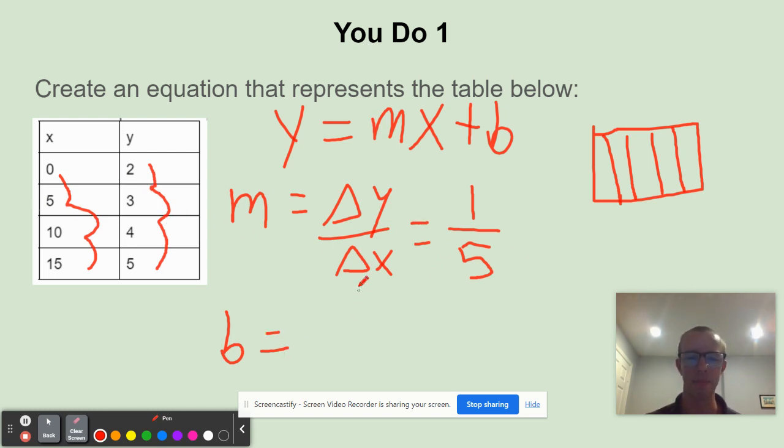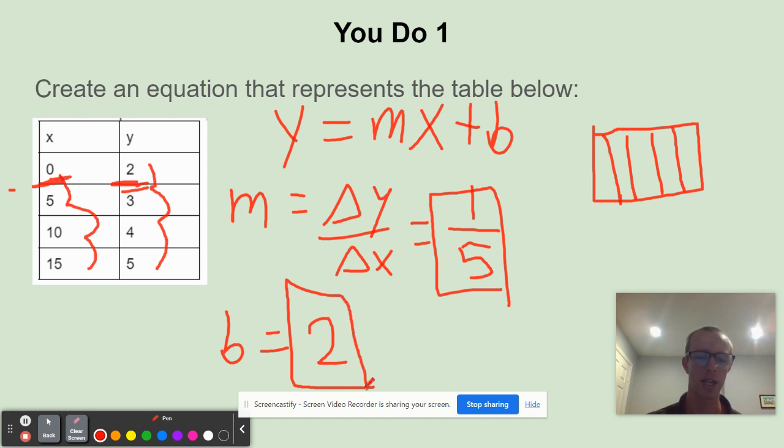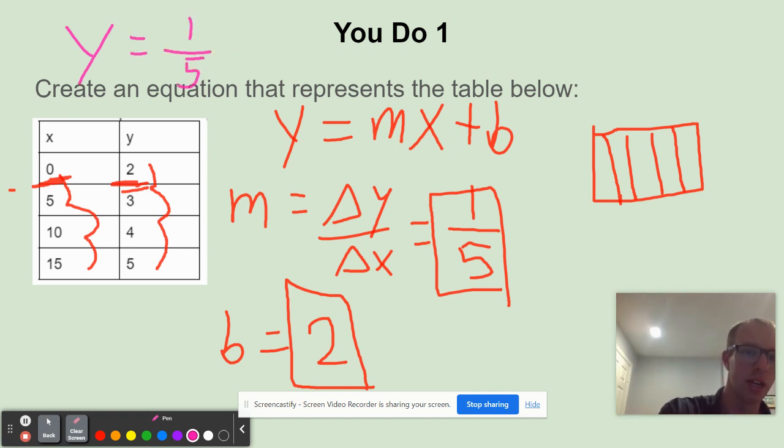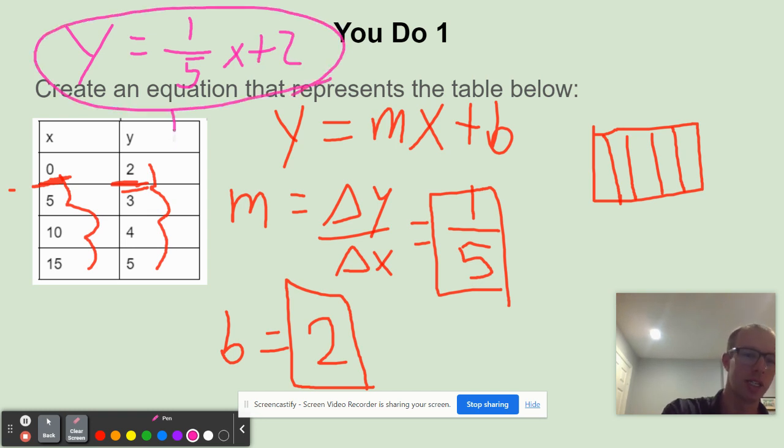As the m, we need the b, the y-intercept, which is when x is 0. When x is 0, what is y? Well, when x is 0, y is 2 here. So b is 2. Now that I know the slope and I know the y-intercept, I can simply plug into y equals mx plus b. I'll write my final answer here in pink. I get y equals 1/5 x plus 2. This is the equation that matches this table.